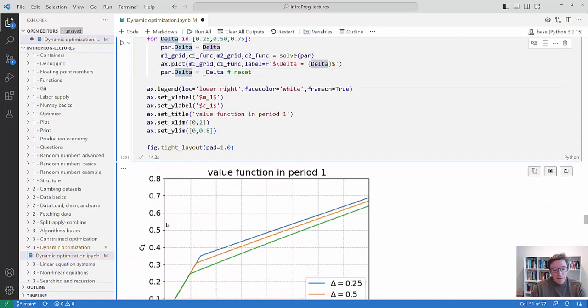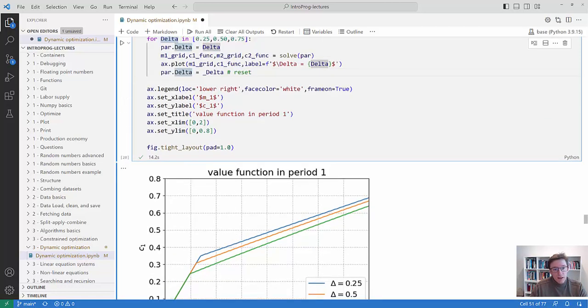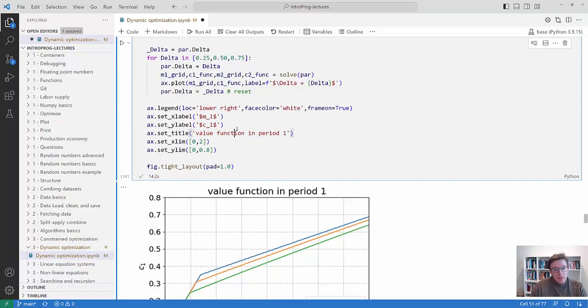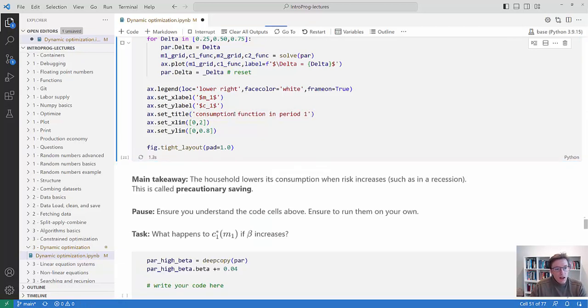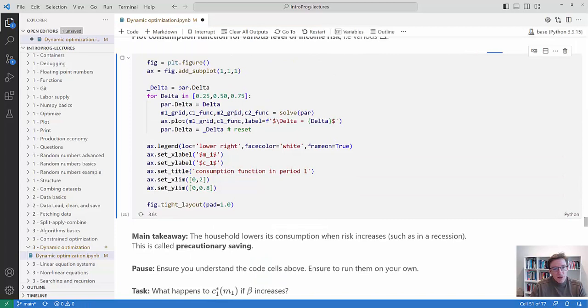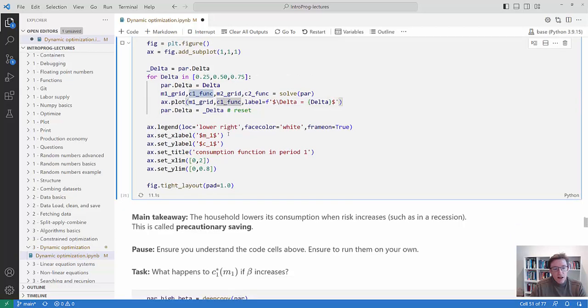That takes a bit of time, but once it's done, we can see that the consumption function is falling in delta. So if delta gets larger, that is the income spread gets larger, then the households reduce their, I think I've written value function here, but this should be consumption function. Okay, now I need to resolve it again. Let's just ensure that I actually plotted the right thing. Yeah, I plotted the consumption function up here, so that's fine.